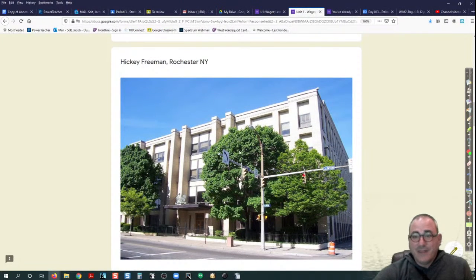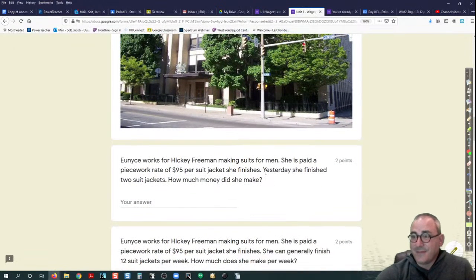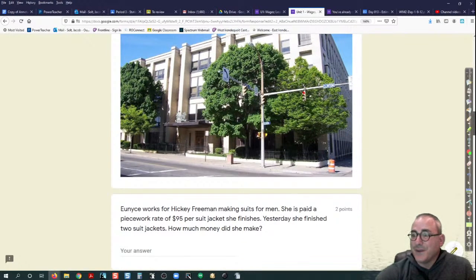I don't know if this building may look familiar to you if you've ever gone past. Located on Clinton Avenue is the Hickey Freeman building, where they make men's garments. In this hypothetical fictional example, Eunice works for Hickey Freeman, making suits for men. She is paid a piecework rate of $95 per suit jacket she finishes. Yesterday, she finished 2 suit jackets. How much money did she make? Pause me and give this a shot. You got this. This should be no problem, right?